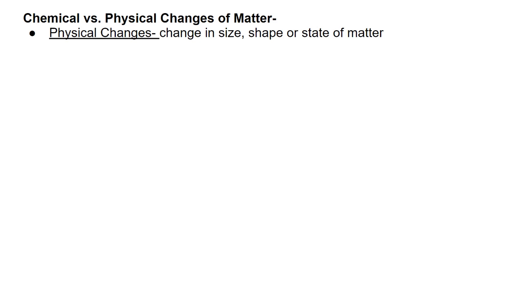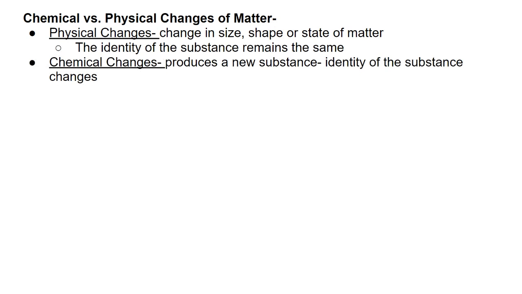So looking at these things here, physical changes are pretty simple. They're pretty easy to observe, kind of like physical characteristics or physical traits or properties, I should say. Changes in the size, shape, or the state of matter. So when I say the state of matter, we're talking about going from solid to liquid to gas with a water molecule. With physical changes, the identity of the substance will always remain the same.